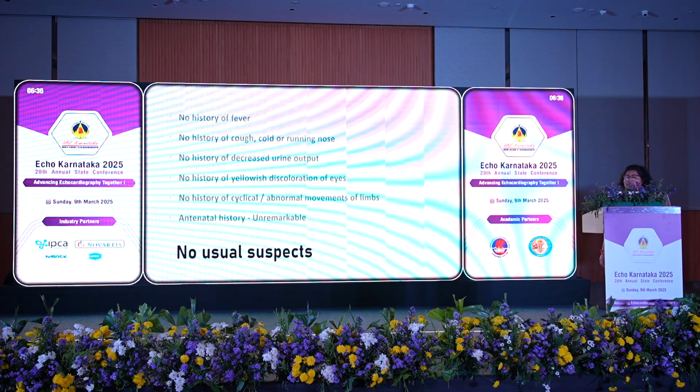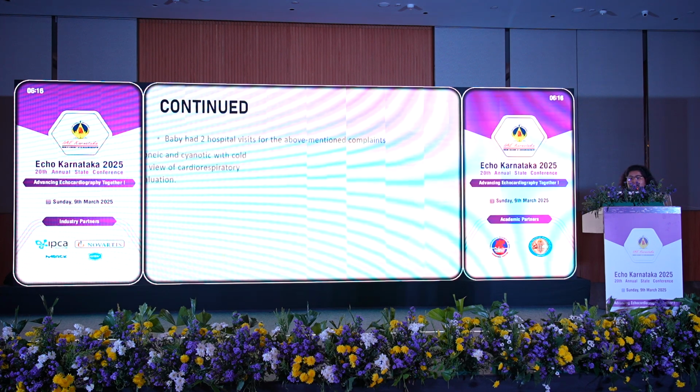So, on further probing, there was no history suggestive of sepsis or respiratory symptoms, and he had a relatively normal urine output, and the mother had not noticed any yellowish discoloration of eyes or skin. And there was no history suggestive of seizures, and the antenatal history was unremarkable. So, there were no usual suspects at play.